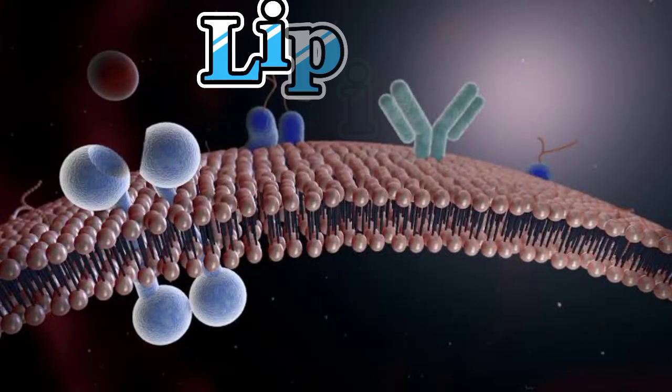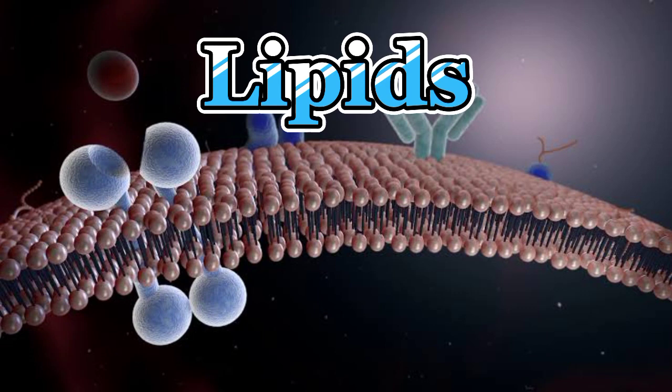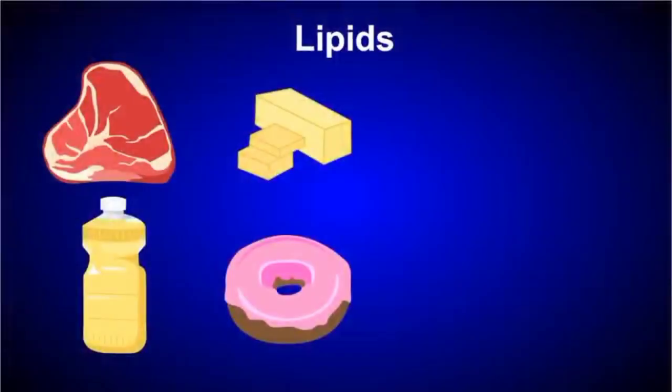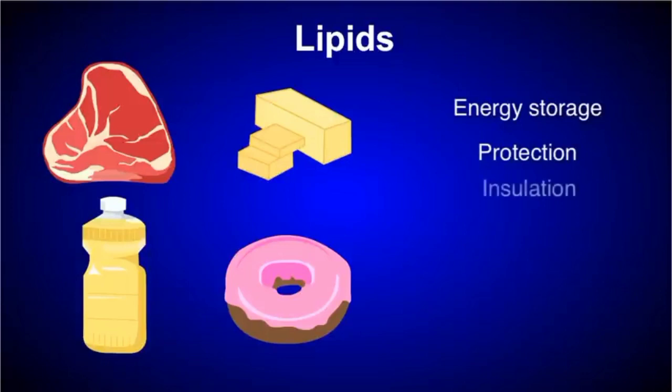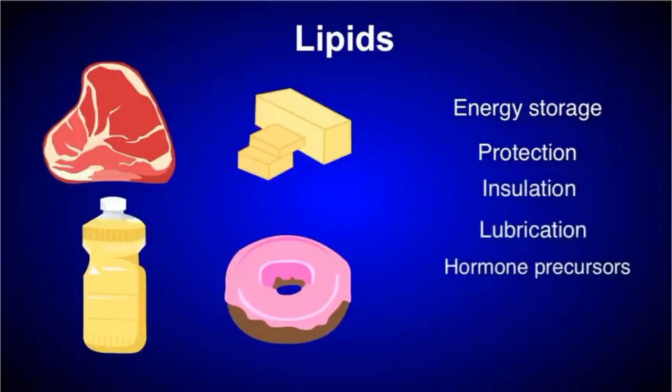Lipids are a group of hydrophobic biomolecules that play important roles in living organisms. While the primary function of lipids is long-term energy storage, lipids are also used for protection, insulation, and lubrication. They also act as precursors for some hormones and are key components of cell membranes.